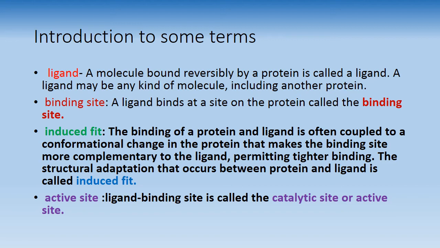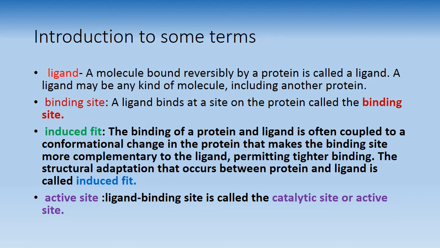Another thing is the binding site. A ligand binds at a site on the protein called the binding site. On the surface of the protein there may be a specific site for a ligand to bind, and that is called a binding site. And then there is induced fit, which means the binding of a protein and its ligand is often coupled to a conformational change in the protein that makes the binding site more complementary to the ligand, permitting tighter binding.